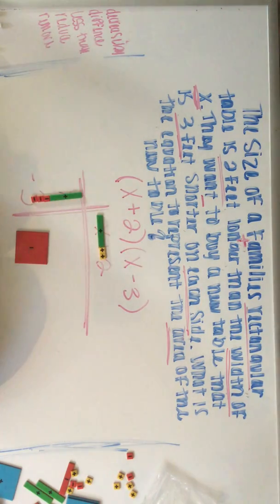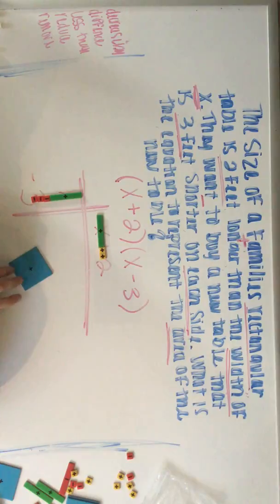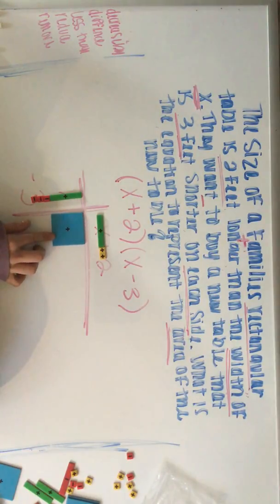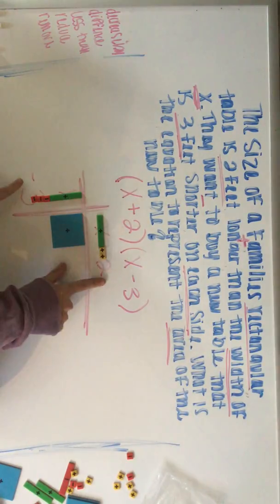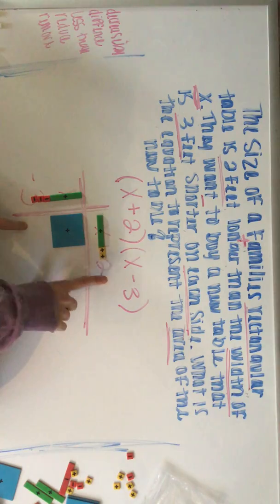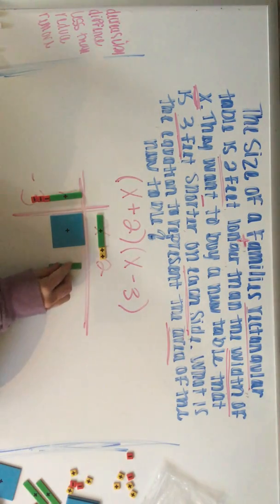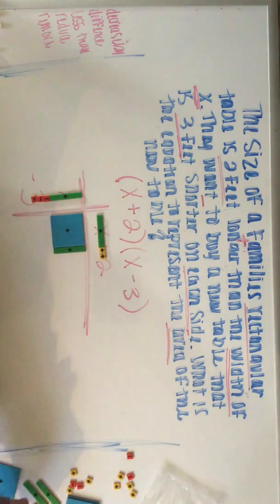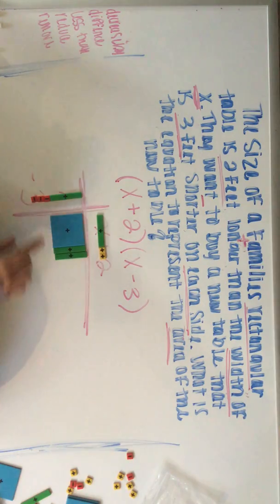All right, now we're going to multiply. We have x times x, which we understand is going to give us x squared, so we're going to represent that with our big tile. And now we are right here, and we know that we have a positive 2x, so we're going to add those, positive 2x. And here we're going to represent our negative 3x.